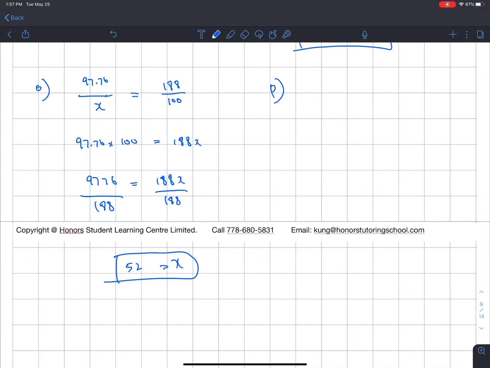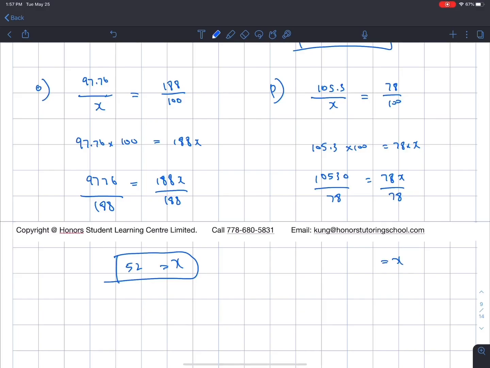P. 78% of what number is 105.3? So 105.3 is the amount of what number? So 105.3 over x equals 78 over 100. We cross multiply. And then we divide both sides by 78. 10,530 divided by 78. We got 135.